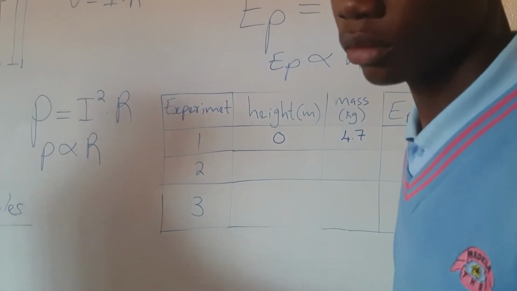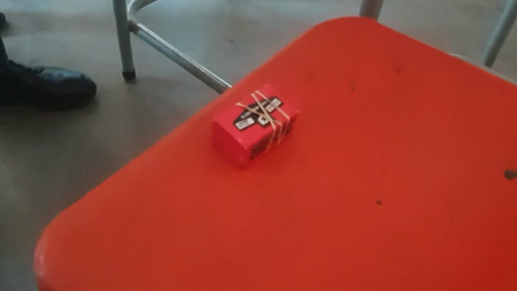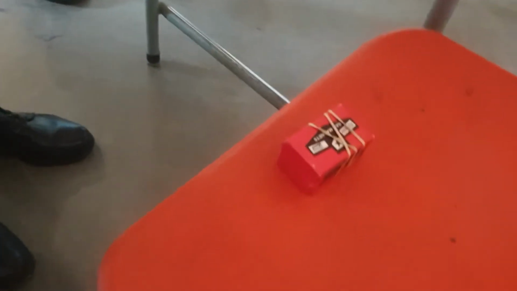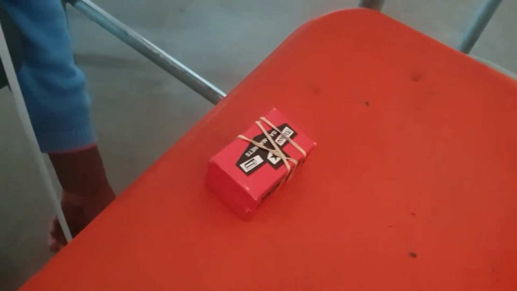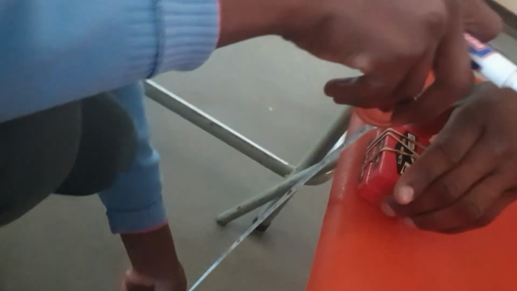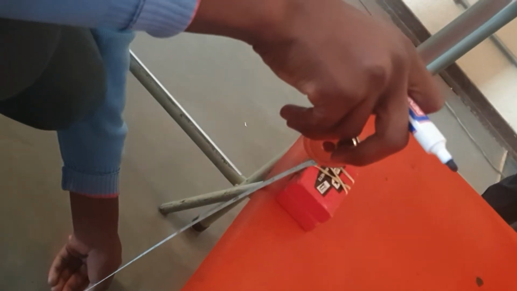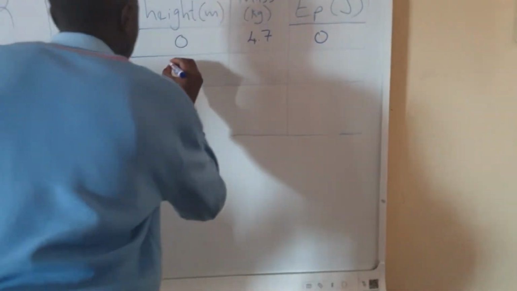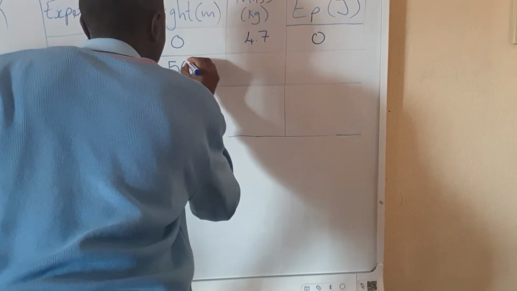Can you put the block on the chair and you measure the height of that block relative to the ground? So we are going to be using a measuring tape to measure the height. What is that height? It's 50. Yeah, so you can record 50 meters there. Is it in meters? Yes, height in meters.